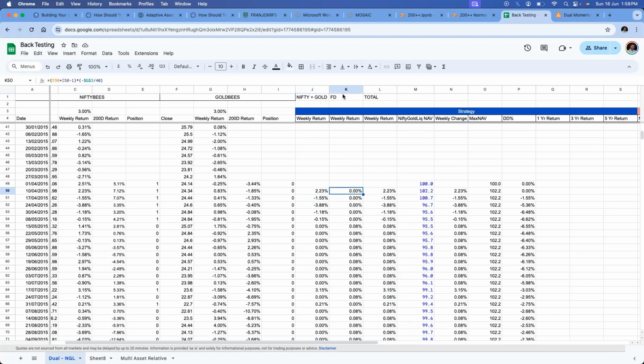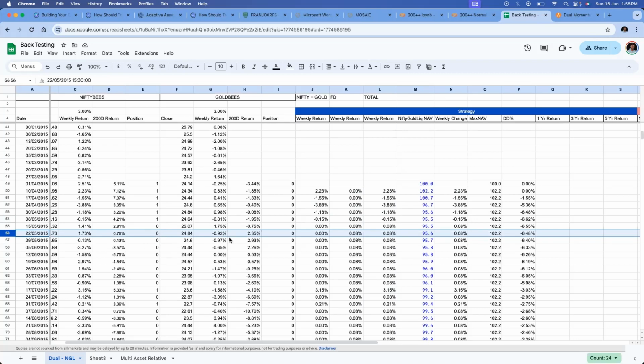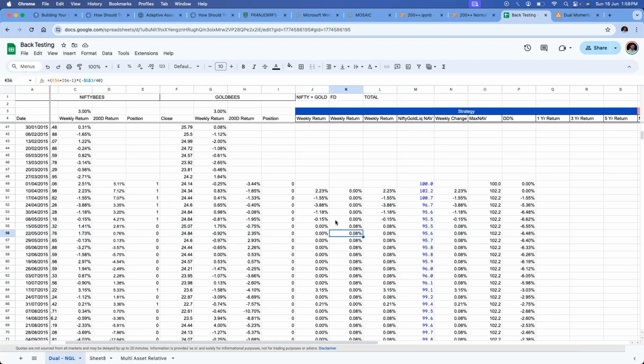Now, this weekly return of FD will get activated only in the case where both gold as well as Nifty give a return of 0. In this case, we'll get a weekly return of 0.08%. If you get a weekly return of 0.08%, ideally we should be adding this to our strategy's returns also, right? So that's what we're going to do in the final column, which is the total weekly return of the strategy, which is nothing but the summation of this number plus this number.